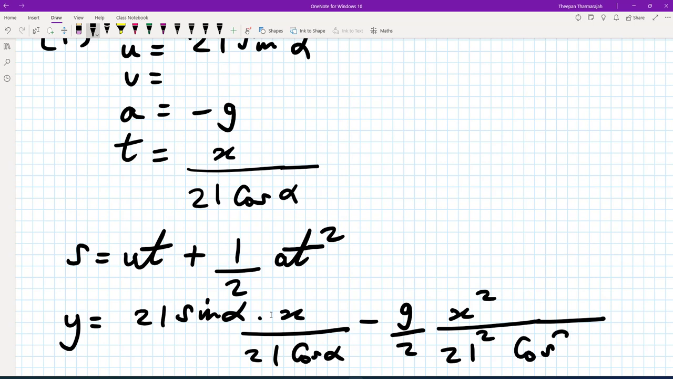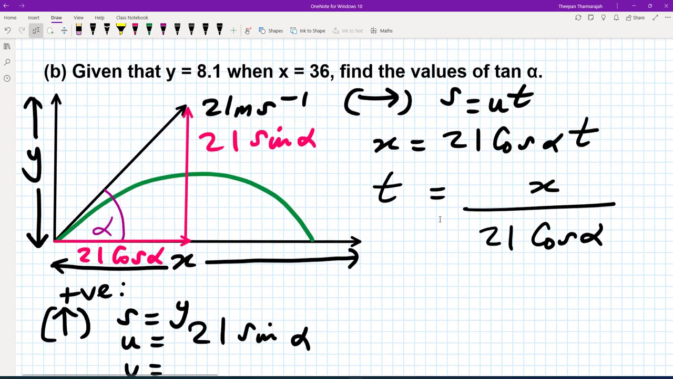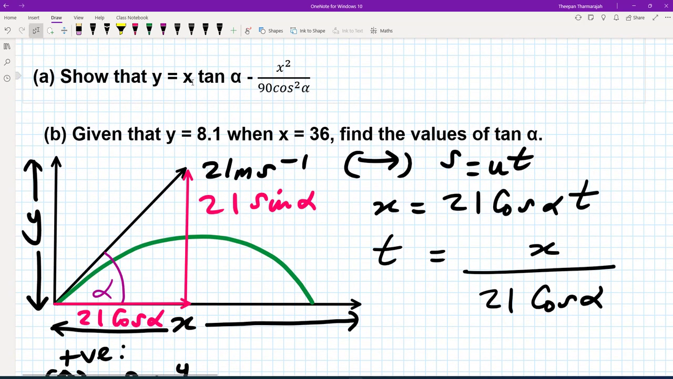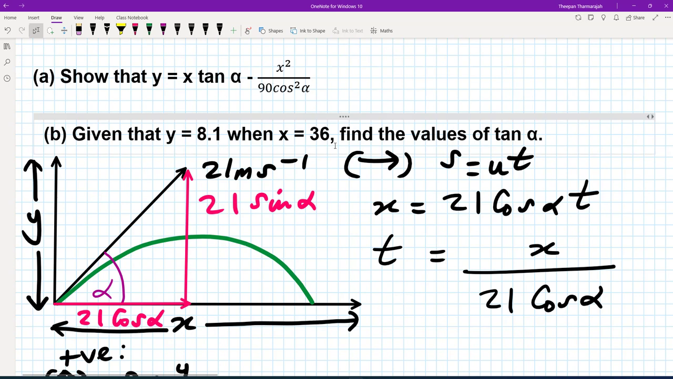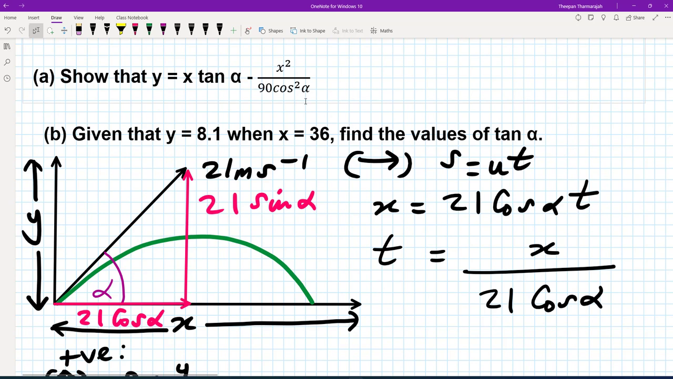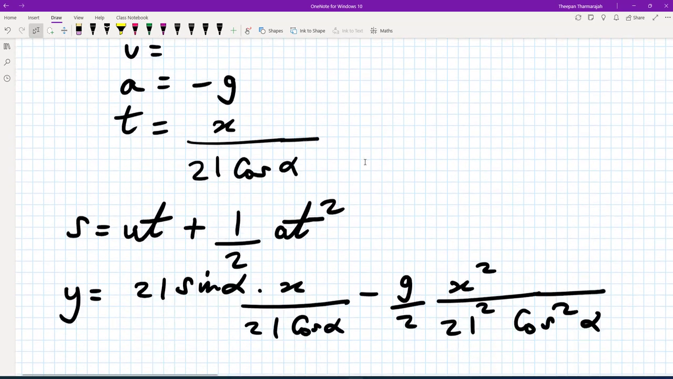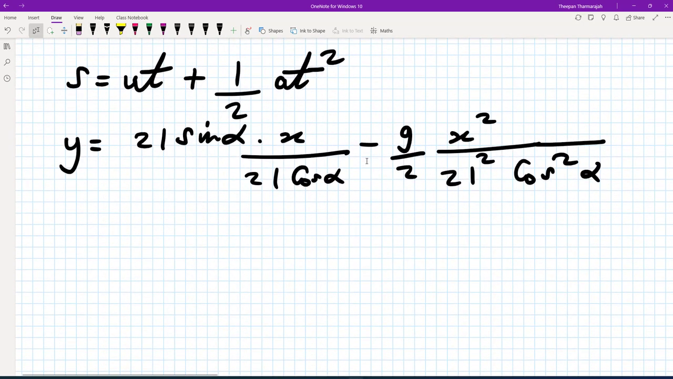times cos squared alpha. Now notice, in the final form that they want in this particular question, they want it as y equals x tan alpha minus x squared over 90 cos squared alpha. So we need to get a 1 over 90 here. So if you can't see it, I'm going to write that in. That's a 1 here, 1 over 90. So let's simplify this down a little bit.